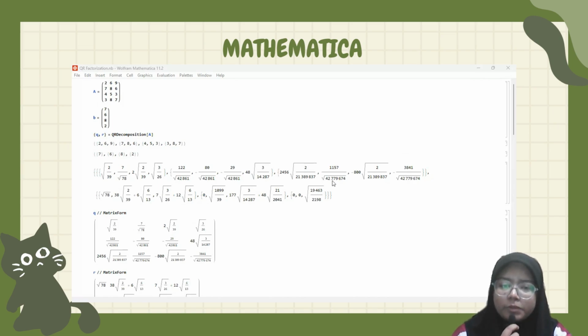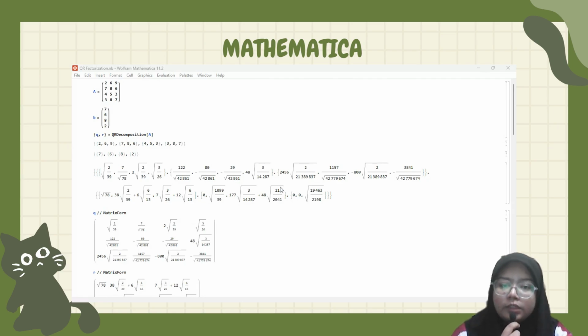First, we need to define matrix A, which is a 4 by 3 matrix, and vector B, which is a 4 by 1 column vector. This represents a system of 4 equations with 3 unknowns. So the matrix A is 2, 6, 9, 7, 8, 6, 4, 5, 3, and 3, 8, 7, while vector B is 7, 6, 8, 2.